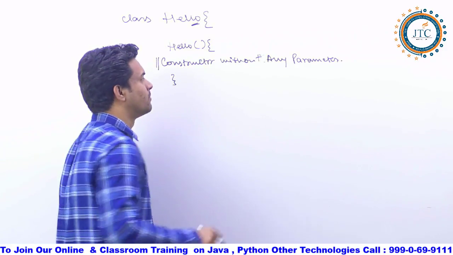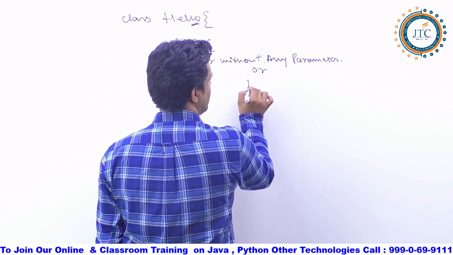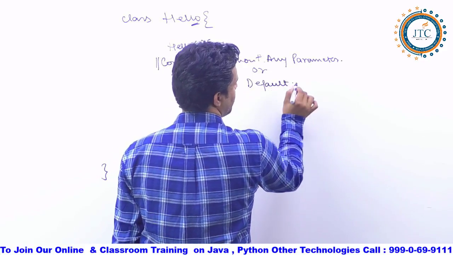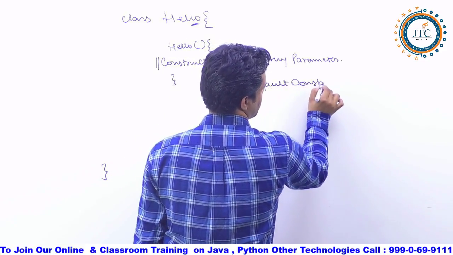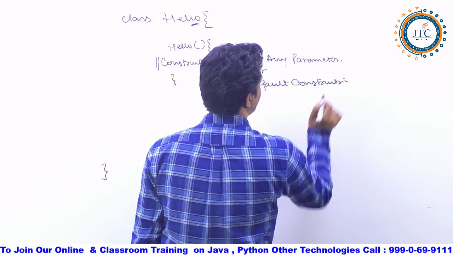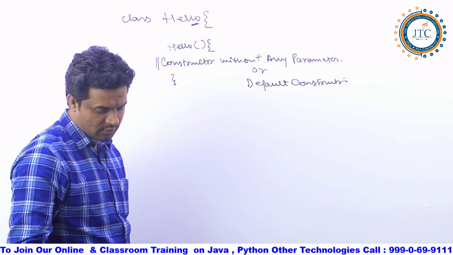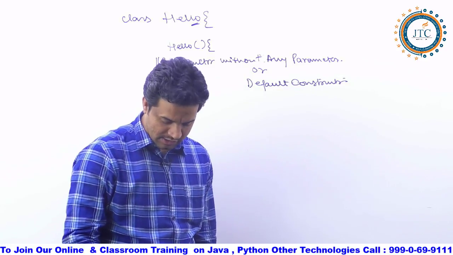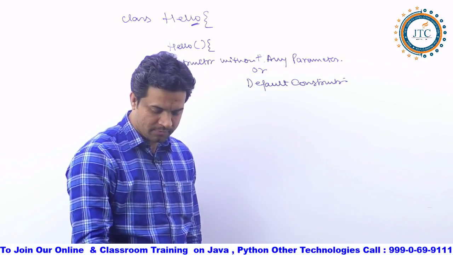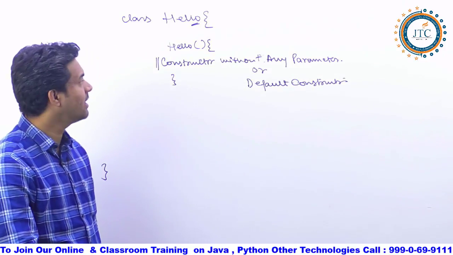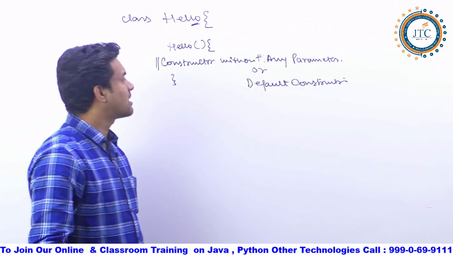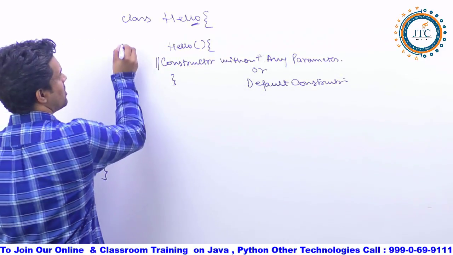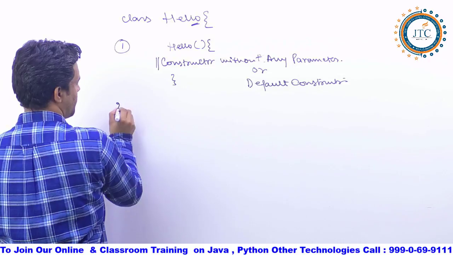All these things we can call a default constructor. Fine. So what are we saying here? Inside the class we are writing a constructor, and that is without any parameter. So this is the first type.